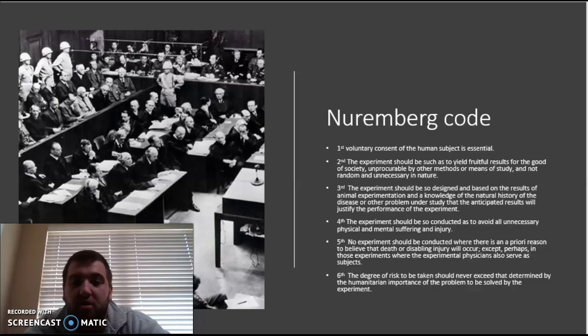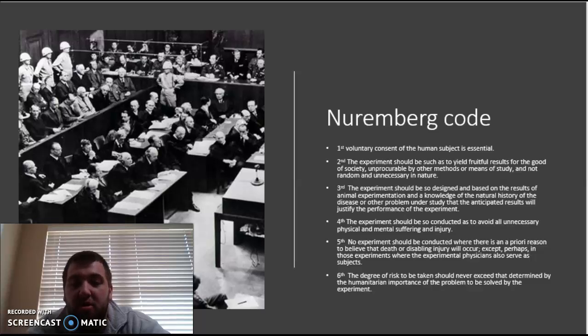Third, the experiment should be designed and based on the results of animal experimentation and a knowledge of the natural history of the disease or other problem under study that the anticipated results will justify the performance of the experiment. Fourth, the experiment should be conducted so as to avoid all unnecessary physical and mental suffering and injury.